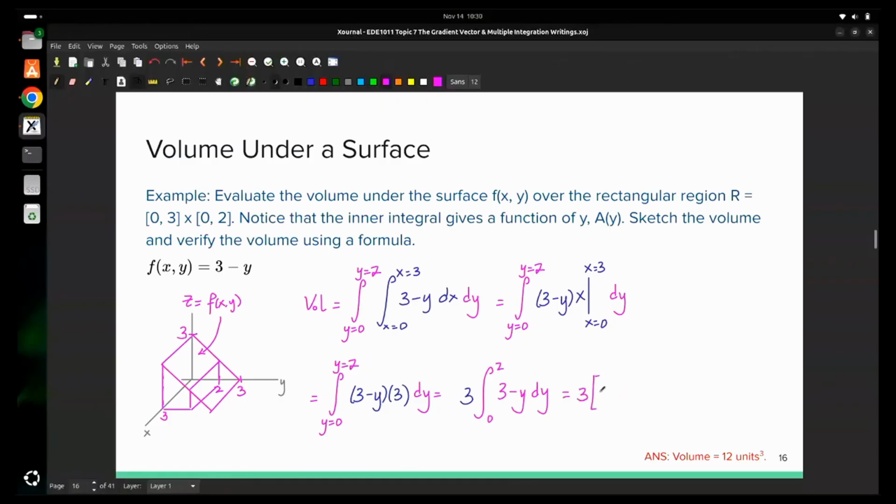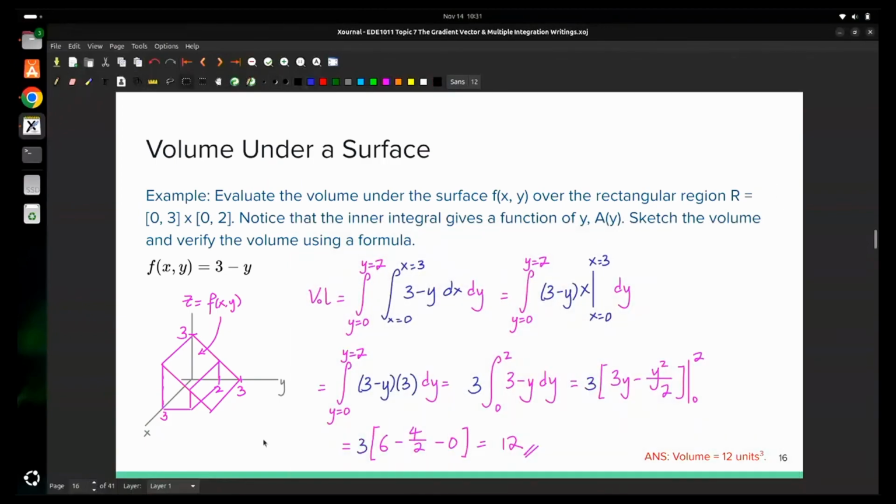Now this is trivial. Integrating gives 3y minus y squared over 2, integrating with respect to y. Then you sub in the limits 0 to 2. If you sub in 2, you get 3 times 2, which is 6, minus 2 squared, which is 4, divided by 2, then minus 0, because sub in 0 is just 0. So this is really 6 minus 2, which is 4, and 4 times 3 gives you 12. So the volume is just 12.